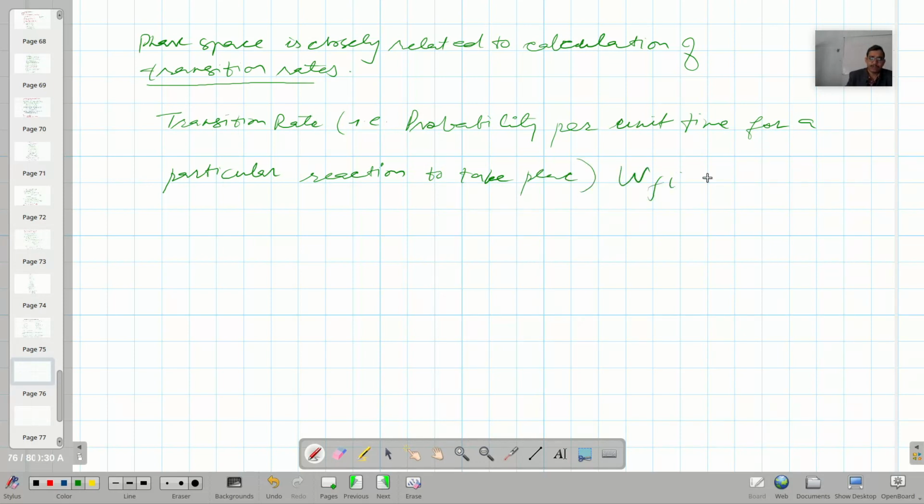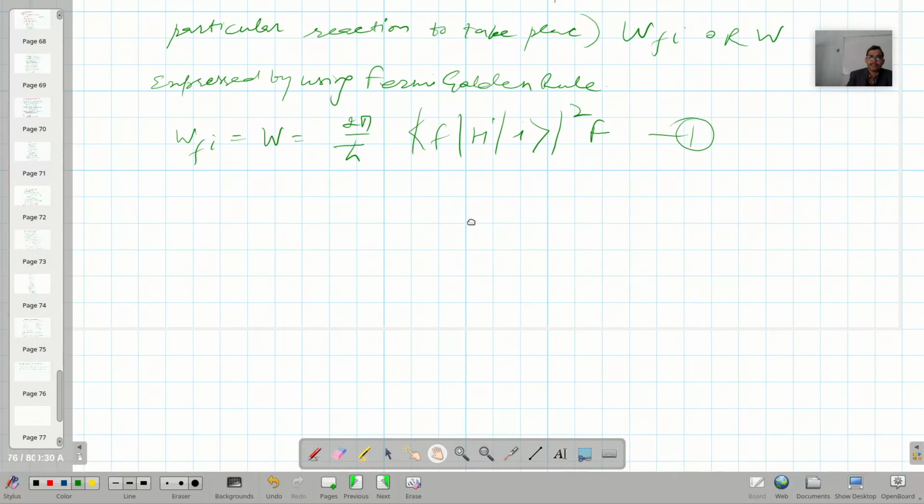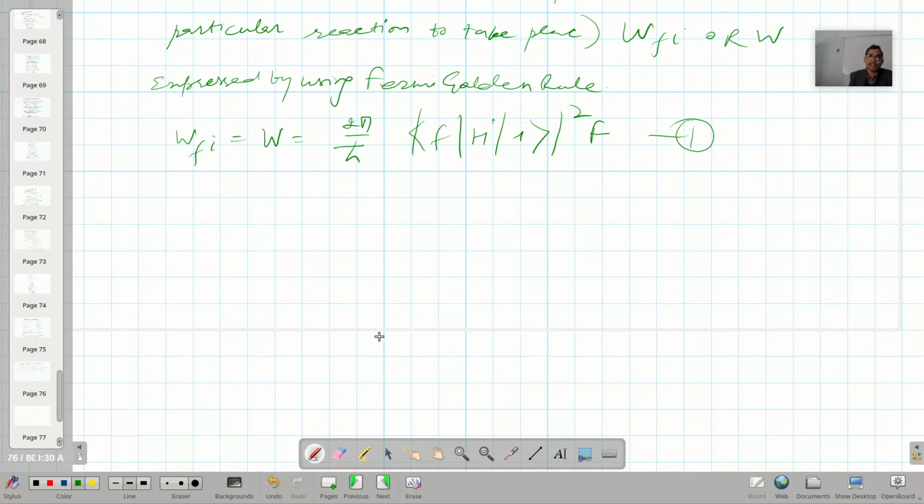And this is denoted by W_FI or W, and this is expressed by using the Fermi Golden Rule. Right? So W_FI, or simply W, is 2 pi over h cross, mod square of <f|H'|i> into F, let us call it equation number 1. And here, in natural units, this can be written as 2 pi mod square of <f|H'|i> into F. Here h cross is 1 for the natural unit. This we have to keep in mind.